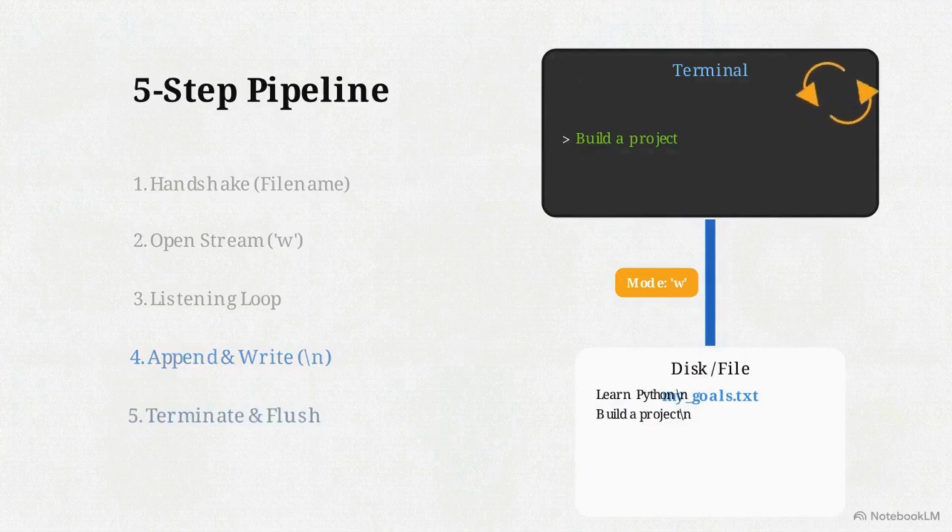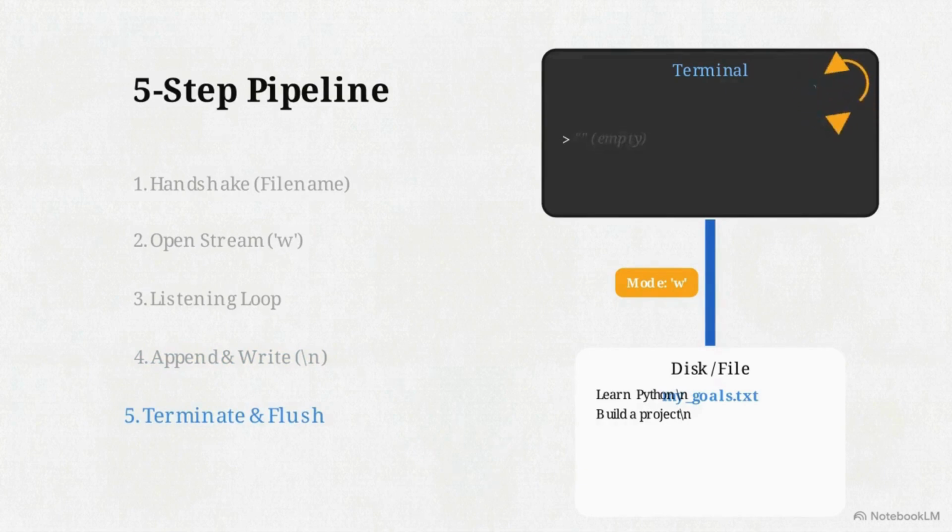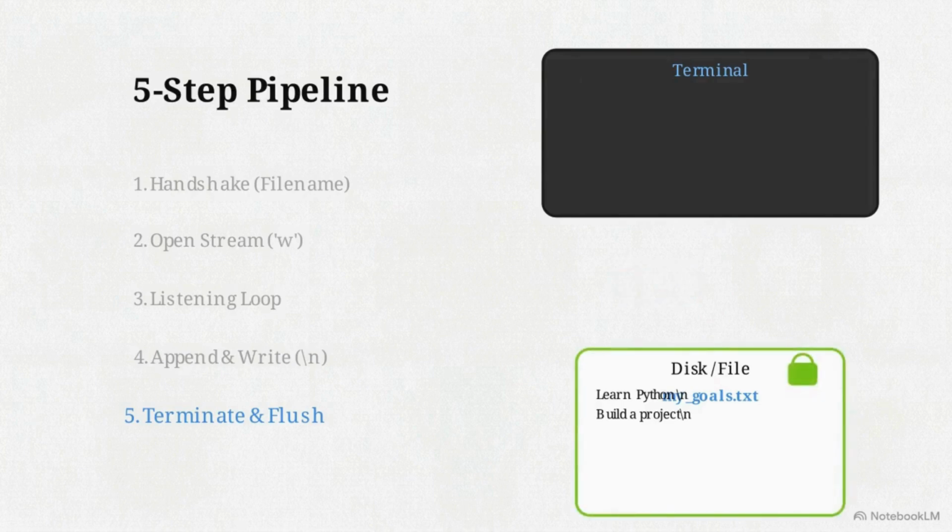But if the user can type as many lines as they want, how do you safely terminate an infinite listening loop when you don't know the final number of inputs? Step 5 triggers the termination condition when the user inputs an empty line. The loop breaks, formally closing the stream to ensure all data is flushed and safely saved to the disk.